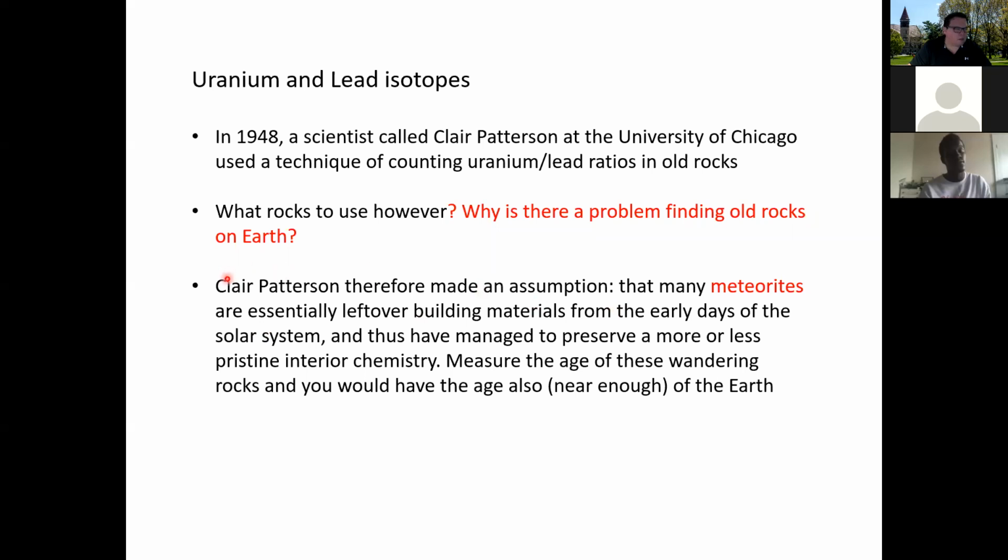And therefore, Claire Patterson made what we consider to be today a fairly insightful assumption, which is that he recognized that there was a growing theory in astronomy and earth science at the time. It was called sort of the bulk Earth hypothesis. I won't test you on that specific term. Don't worry about that.